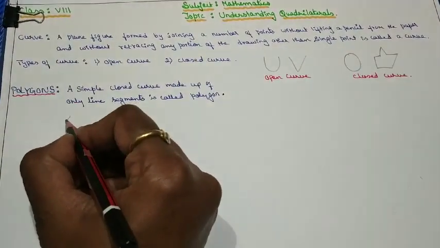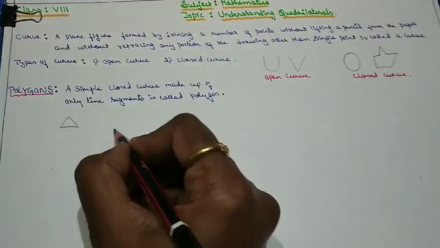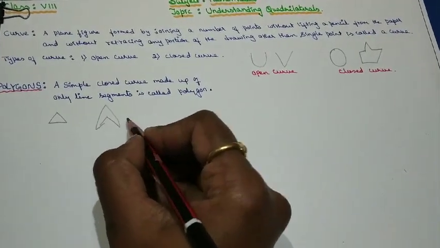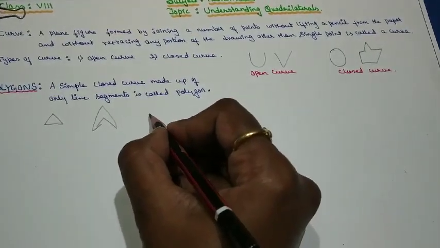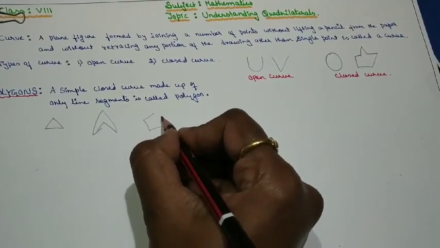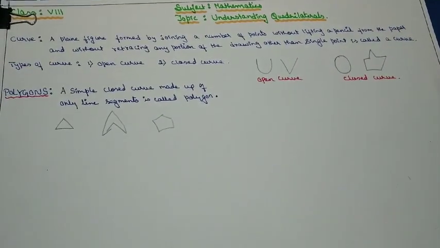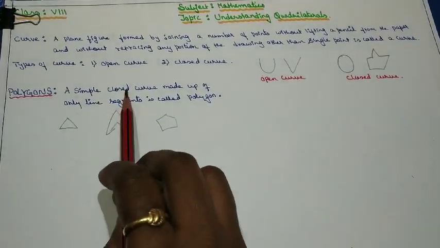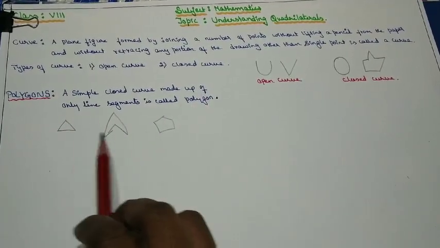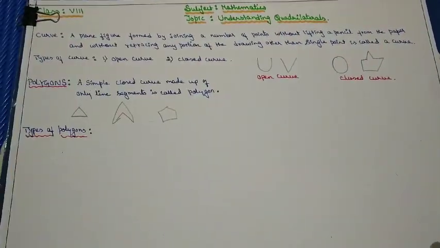As an example we can give a triangle or any curve like this which is closed and made up of line segments, and we can give this also as an example for the polygon, means a simple closed curve which is made up of only the line segments is called the polygon.